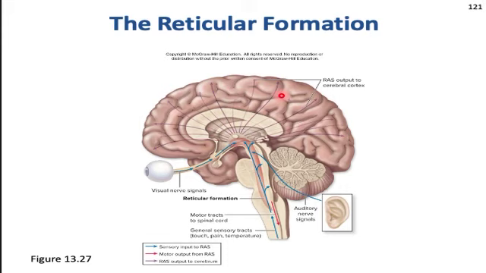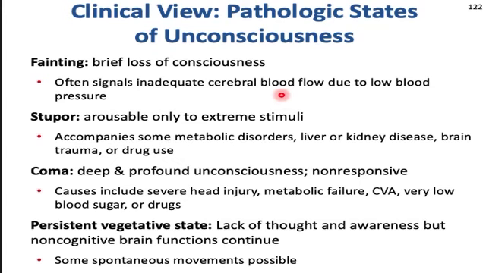Okay, so that's one of the reasons why sometimes people with sleeping problems will take melatonin in order to regulate that. Okay. Some examples of states of unconsciousness that are abnormal include fainting, because of usually inadequate blood flow to a region of the brain in the cerebrum. Stupor, which means you're only arousable to extreme stimuli, and this is often the result of liver, kidney disease, brain trauma, drug use, or certain metabolic disorders.